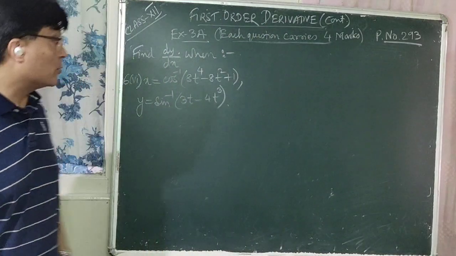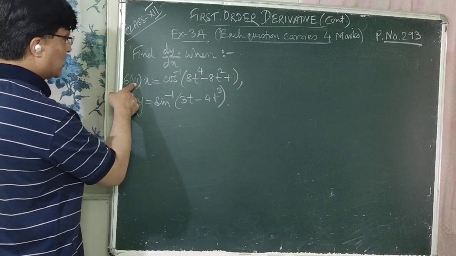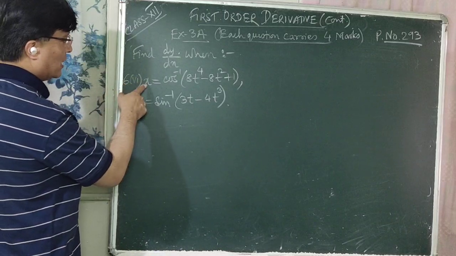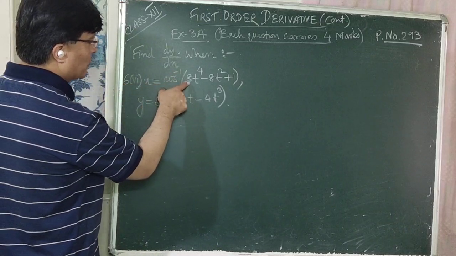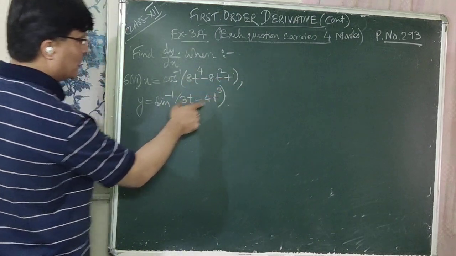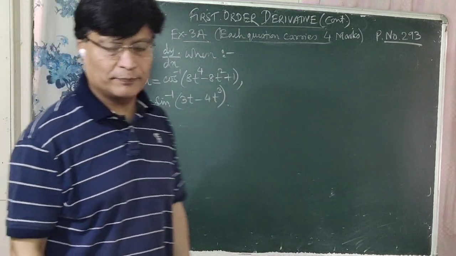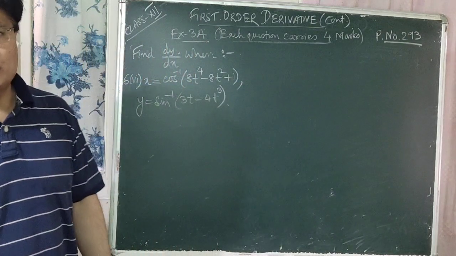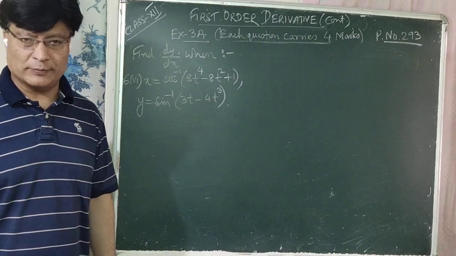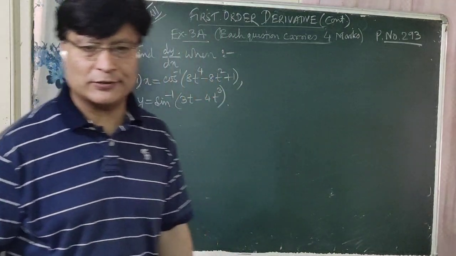So now we'll do the next question, that is find dy by dx, this is number 6. x is equal to cos inverse within bracket 8t to the power 4 minus 8t square plus 1, and y is equal to sin inverse within bracket 3t minus 4t cube. So here also we should do trigonometric substitution. Then only it will be easier for you to find out dy by dx.